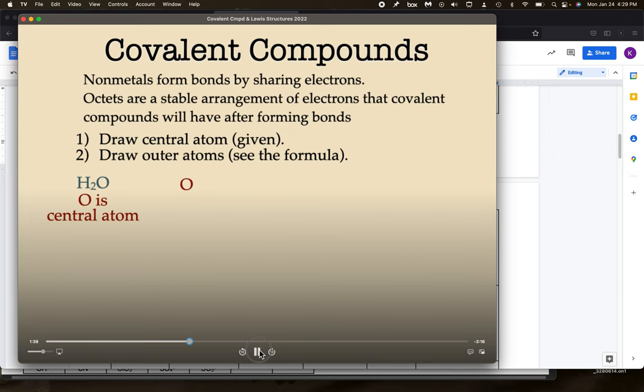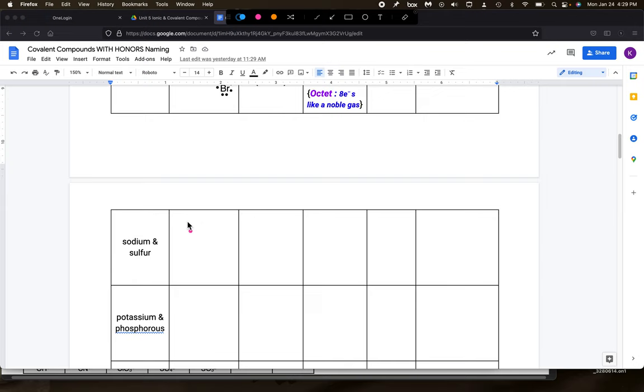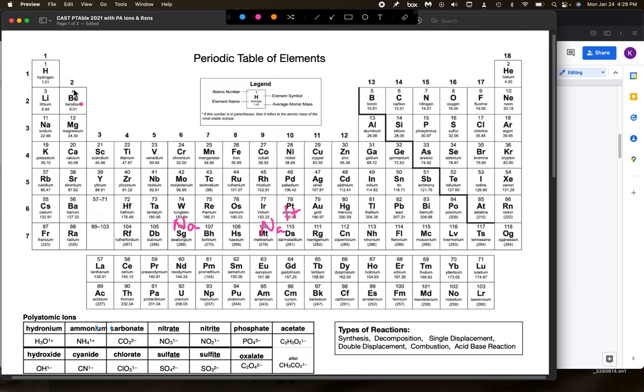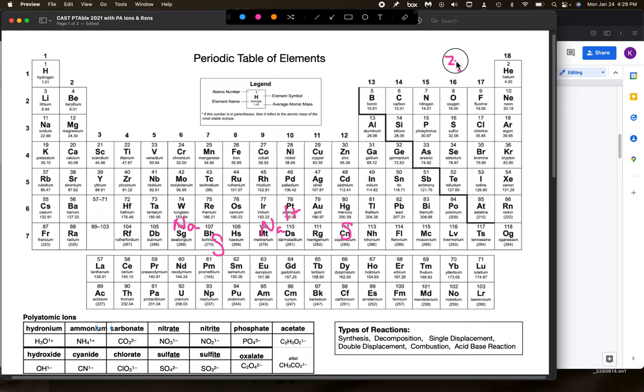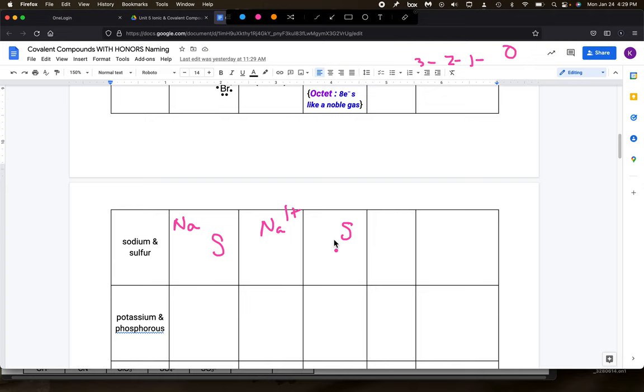And the next thing we need to do is covalent compounds. So in class we did this. There's the sodium. And then the sodium is 1+. I used the periodic table to figure that out. Here's sodium. It's in the first column, so it's 1+. And then there was sulfur. And the periodic table says that this will be 2-. So sulfur is 2-.